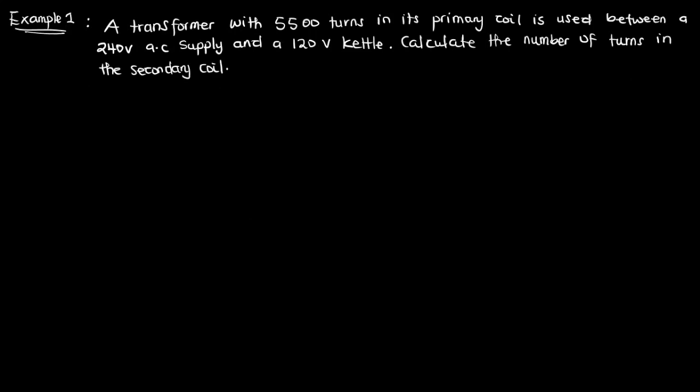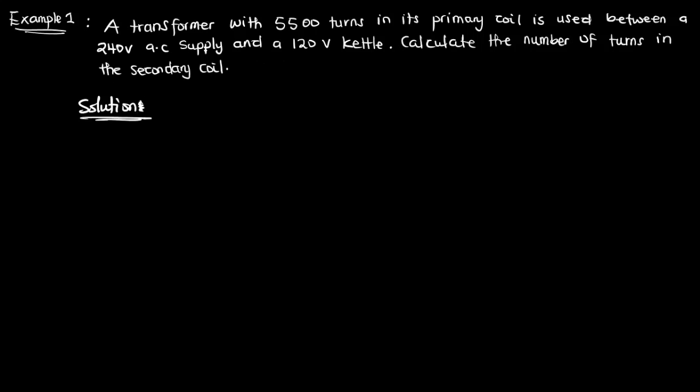Okay, so finally we are at where we will start solving some problems on transformers. So we have this particular question, so let's give it a try and see what our results will be. So the question reads: a transformer with 5,500 turns in its primary coil is used between a 240 volt AC supply and a 120 volt kettle. We have to calculate the number of turns in the secondary coil. Now this is fairly easy, straightforward. So let's look at our solution.